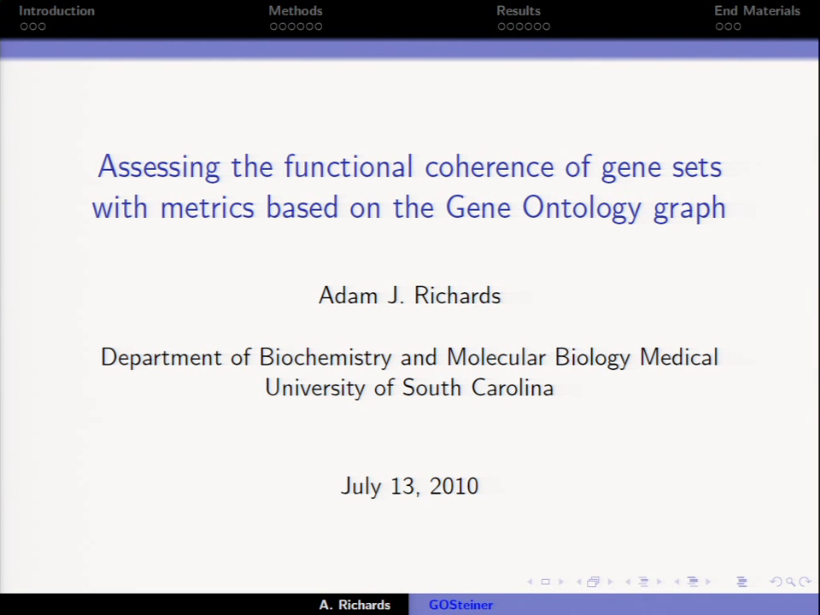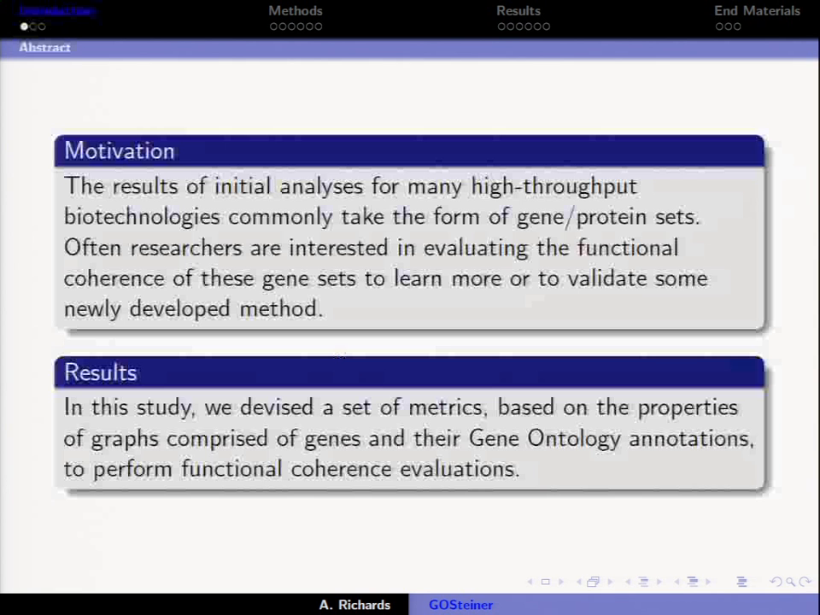I want to talk to you about a method that we developed during part of the session. Essentially, it is a metric that will look at a gene set and assess the functional coherence in a global way. Some of the motivation is that there are really different types of experiments that produce data, and the results often are a gene set.